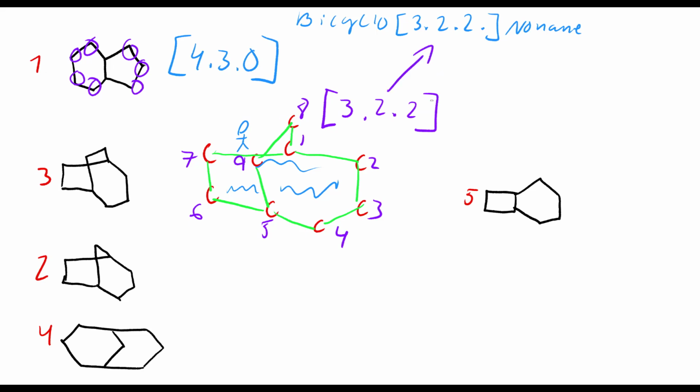We have 3.2.2 nonane. There are 9 carbons in decreasing order, that is 3, 2, 2. So hey, number 3 is correct.